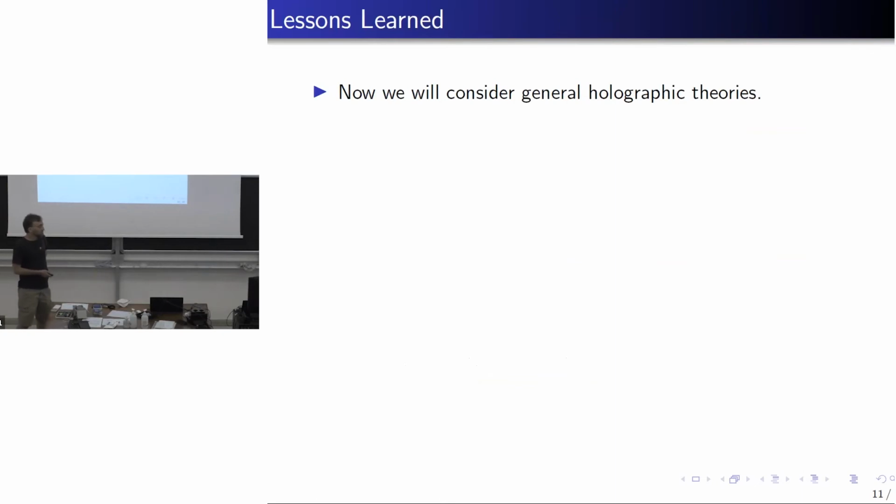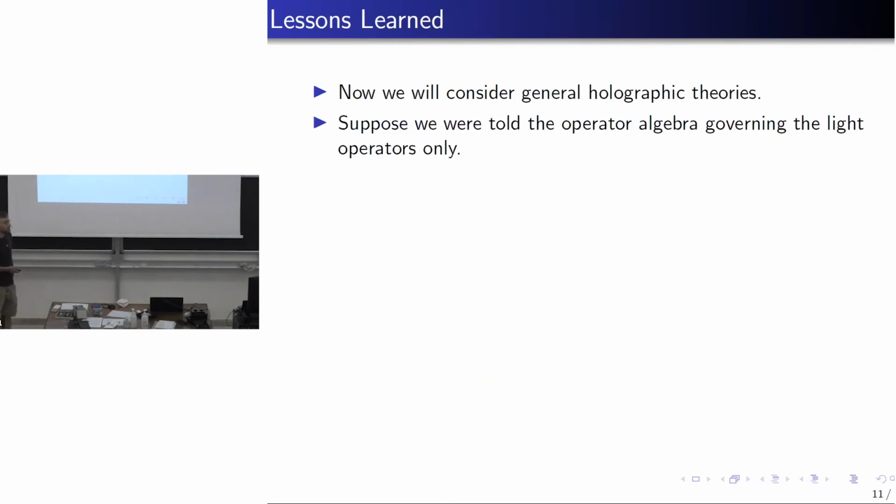So let's go back to thinking about general holographic theories. So let's suppose that somebody told us the operator algebra that governs the light operators only. So maybe you got this by doing some bulk effective field theory calculation. The idea is that the part of the algebra involving the light operators is something that you should be able to compute.